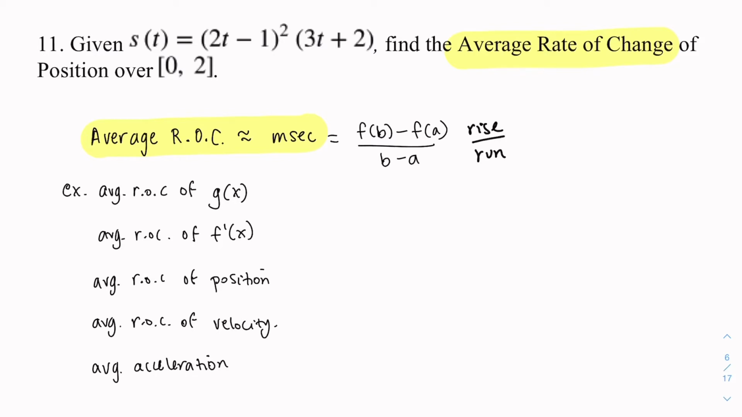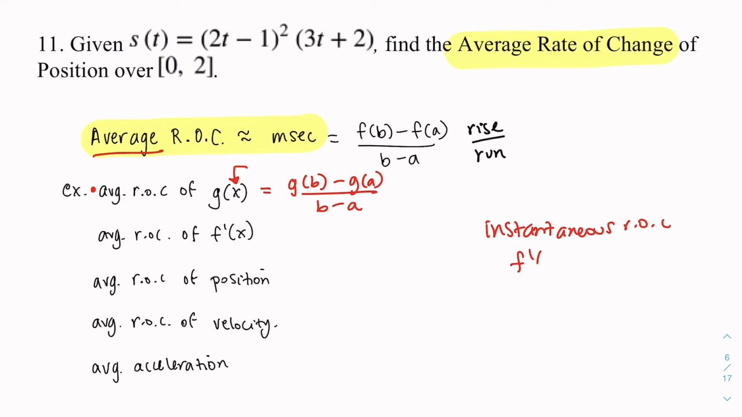Let's say I'm looking at this first example. I have the average rate of change of g of x. So I would translate that as g of b minus g of a over b minus a. Notice I just plug the x values into the function itself to get the y values. There's no derivatives involved here because this is the average rate of change. If I wanted the derivative, I would see the word instantaneous rate of change.